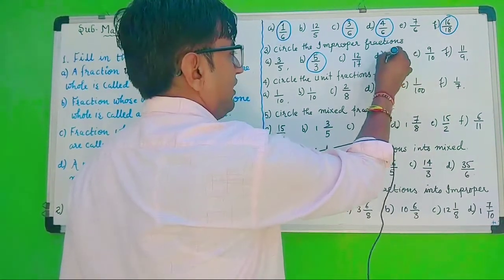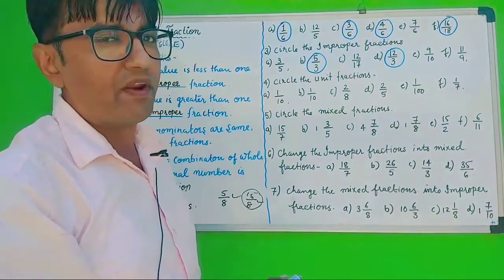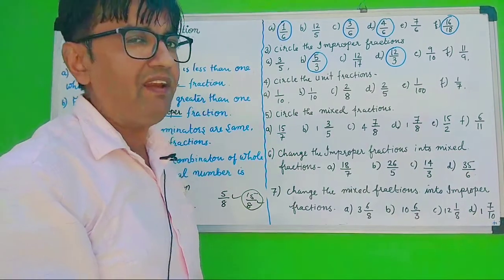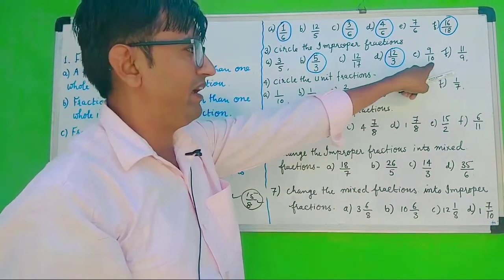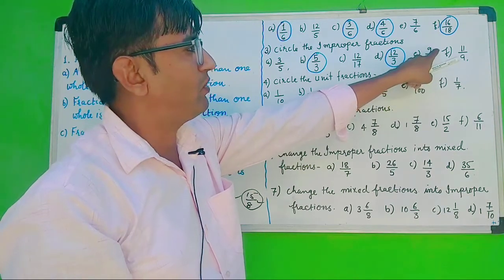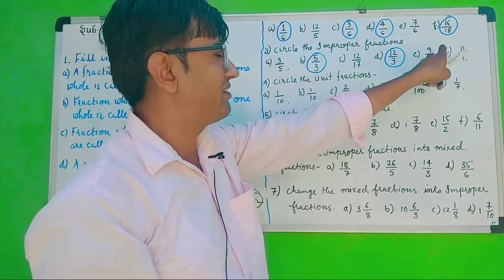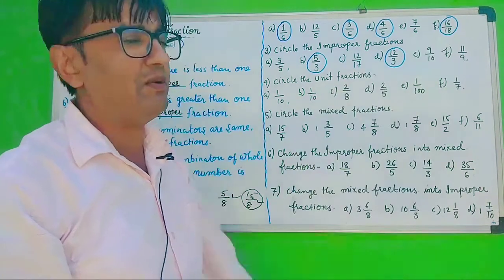Yes, 12 by 3 is an improper fraction because 12 is greater than 3. Next one is 9 by 10. 9 by 10 is a proper fraction because 9 is smaller than 10. 9 is the numerator and 10 is the denominator.